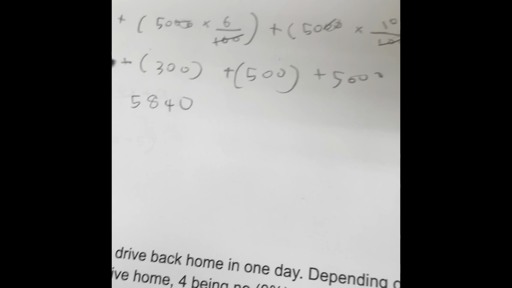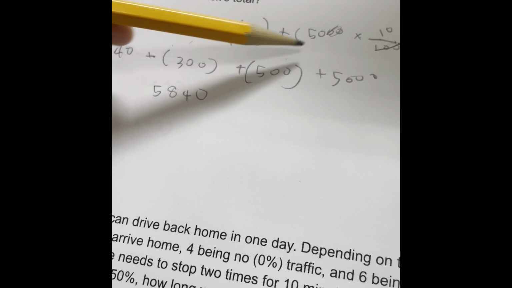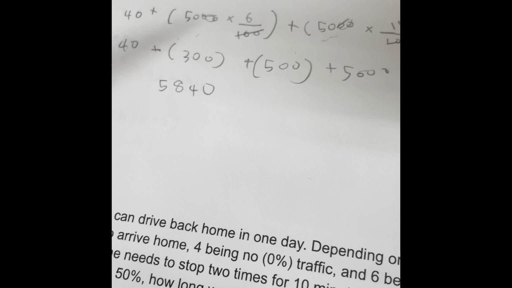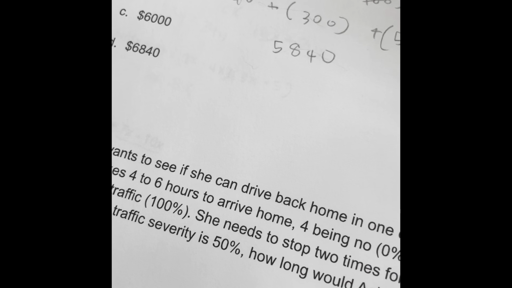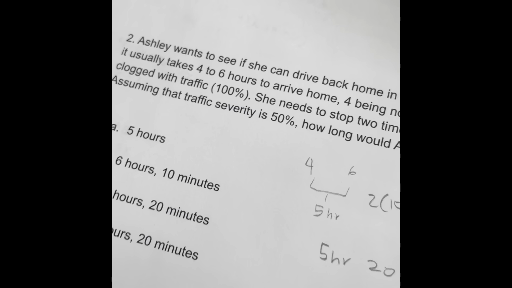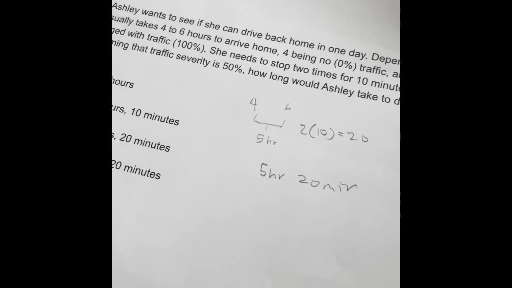So we make an equation out of it, and then we add it, we cancel out, and then we multiply it with each other, and we get $5,840, which is B.